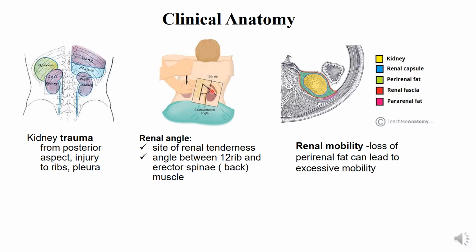There is a space or an angle between the 12th rib and the erector spinae muscles at the back, and this area is called the renal angle, and this is the best place to look for the renal tenderness.